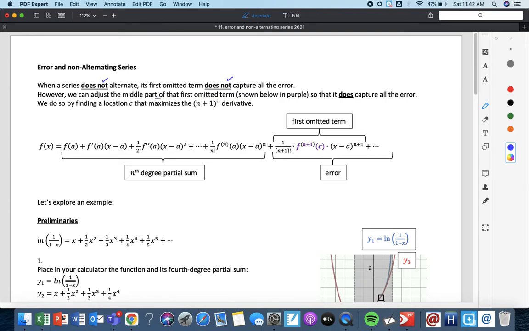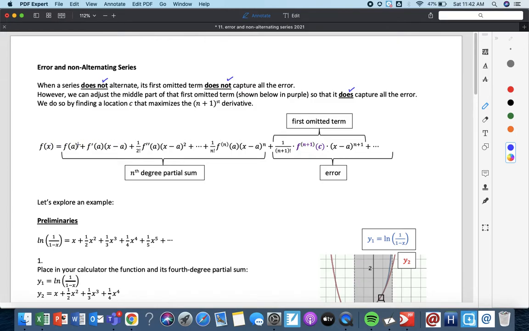But even though that's happening, it is possible to adjust the first omitted term so that it does capture all the error. And that technique is known as getting the LaGrange error. LaGrange was a French mathematician who did a lot of great work in calculus, and he's credited not only with developing this technique, but also proving why it works.